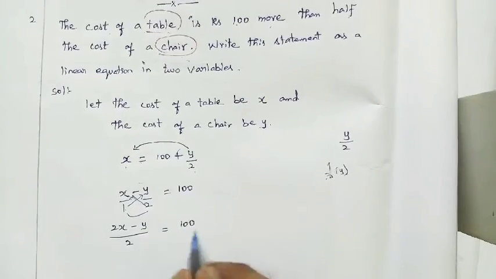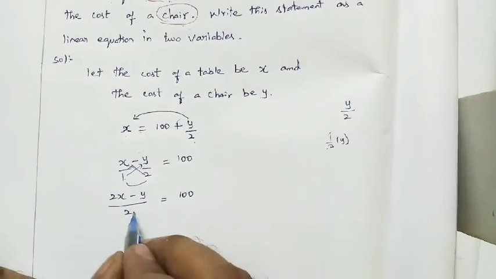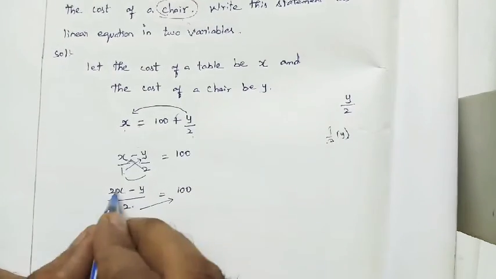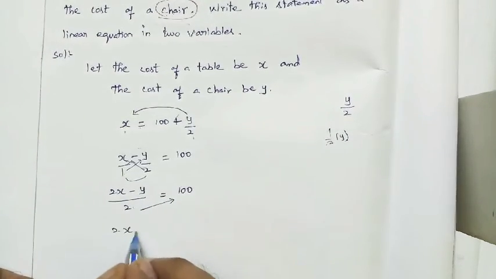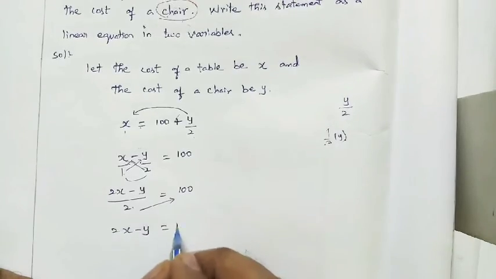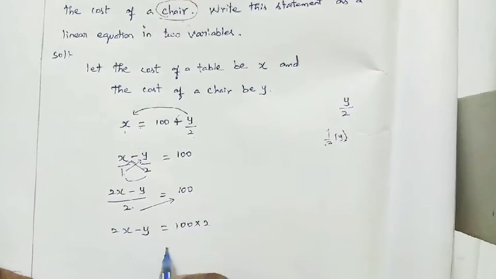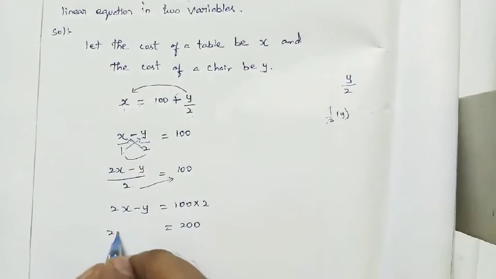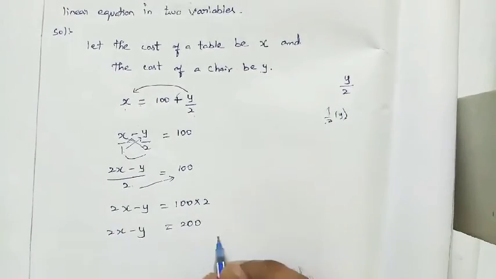Taking 2 to the RHS, divide will become multiply. So what is remaining? 2x minus y is equal to 100 into 2, which is 200. So 2x minus y is equal to 200.